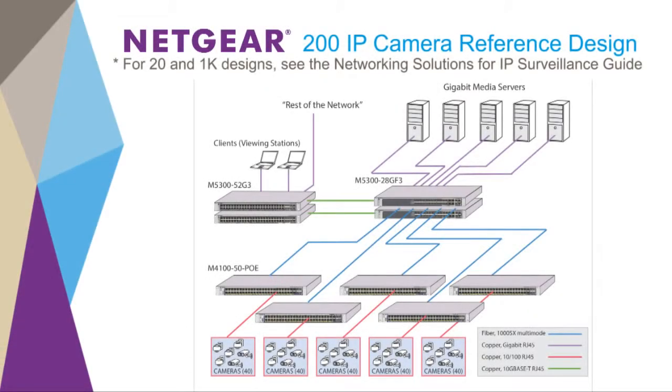This reference design will provide general guidance on how to plan a highly reliable and cost-effective surveillance network. This 200-camera installation would be typical for a facility where cameras must be located in multiple locations, a warehouse, a parking lot, administrative offices, and so on.